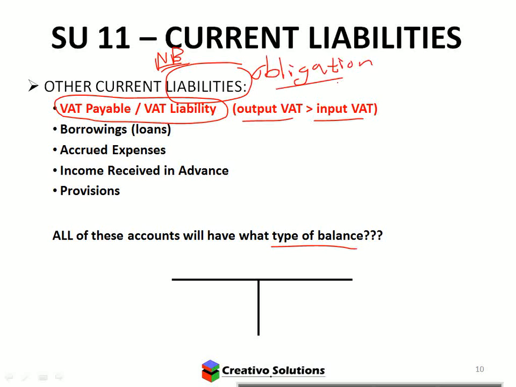Right, a borrowing, how is that an obligation? Exactly, you have to pay the money you borrowed back. Good. Accrued expense, how is that an obligation? Exactly, you've used something that you haven't paid for. There's an obligation to pay it. Okay. Income received in advance, that's an interesting one.